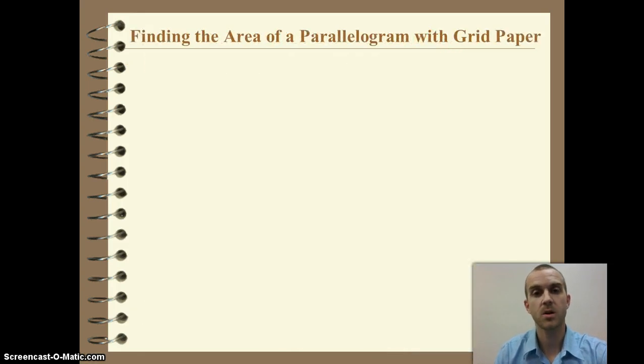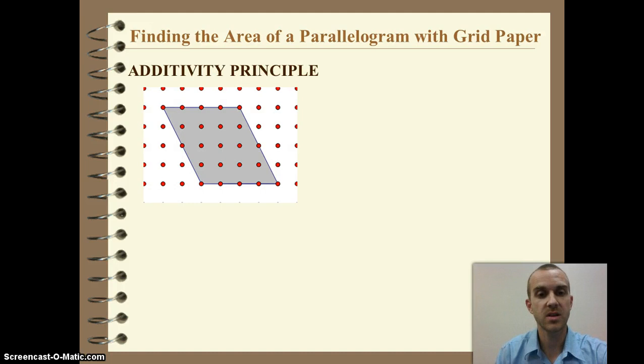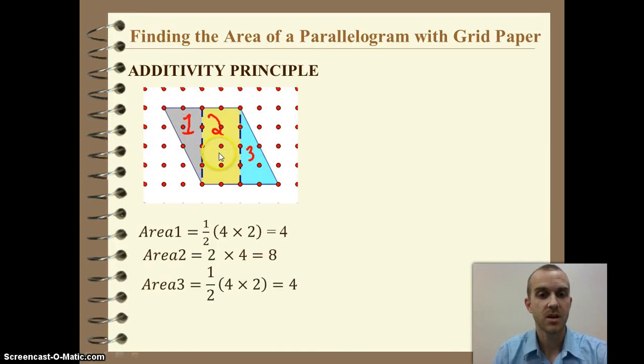Now why does this work? Think back to our additivity principle. I could draw in 2 lines and create two triangles and a rectangle. The area of each of those is very simple to find. 1/2 of a 2 by 4, and then the rectangle is 2 by 4, and then the third area is 1/2 of a 2 by 4. I sum all three of those areas together and I get 16.